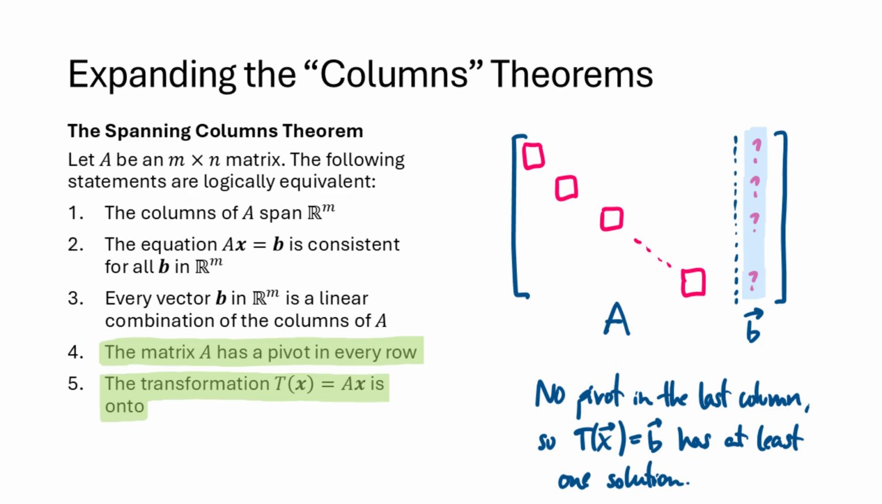There wouldn't be any room for there to be a pivot in that column because each pivot has to be in its own row, and every row already has a pivot in the matrix A. Since there's no pivot in that last column, that means that the equation T of x equals b, or Ax equals b equivalently, has at least one solution, and that's what it means for T to be onto.